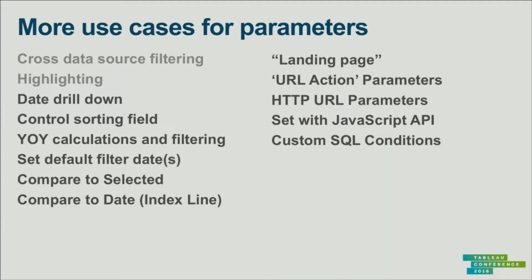But also notice that the first two at the top, the cross-data source filtering and the highlighting, are kind of gray. The reason for that is because we found that so many people were using parameters to support these two specific scenarios that we actually just added them as features to Tableau 10. So today with Tableau 10, you can do cross-data source filtering, and you can do highlighting without needing to use a parameter. So what parameters allow us to do is build a lot of interactivity. And these are specific scenarios where that can come in very handy.